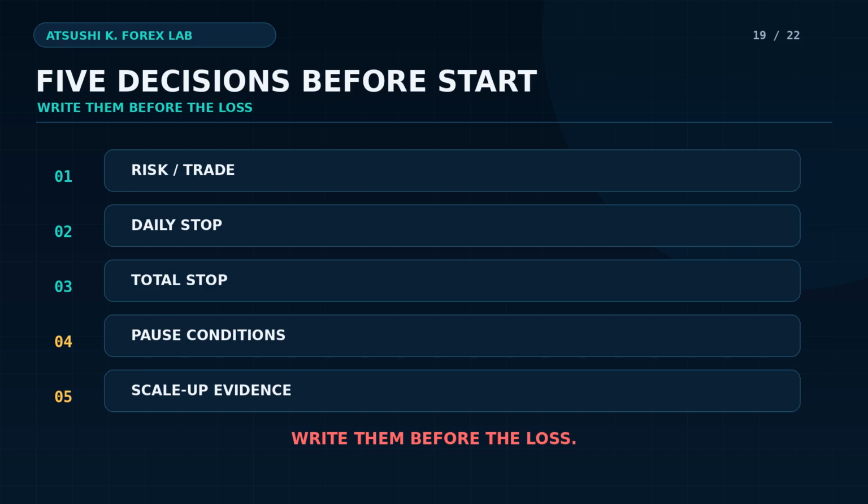Before an EA starts, write 5 decisions. 1. Risk per trade or maximum lot. 2. Daily loss limit. 3. Total equity drawdown limit. 4. The conditions that cause a pause, such as abnormal spread, execution errors, or a major market shock. 5. The evidence required before scaling up again. If these decisions are made only after losses appear, they will be influenced by fear and the desire to recover. A written plan does not remove uncertainty, but it prevents every red day from creating a completely new risk policy.